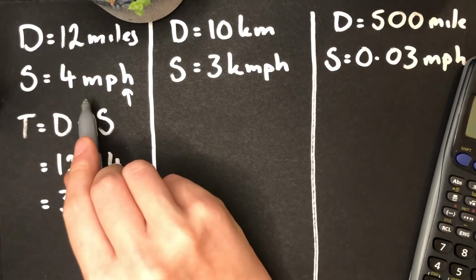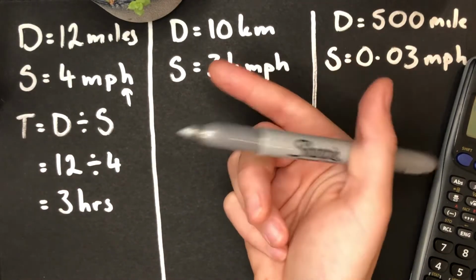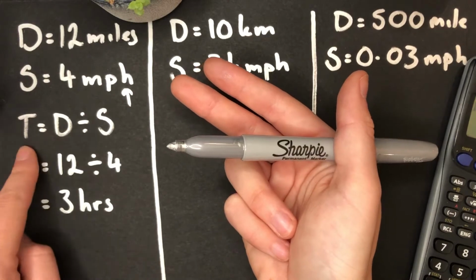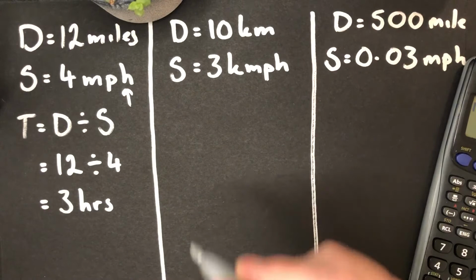If you're going 4 miles an hour, after the first hour, you've gone 4 miles, then you'll have done 8 miles, and then you'll have done 12 miles. So how long does it take you to go 12 miles? 3 hours. Okay, next one.